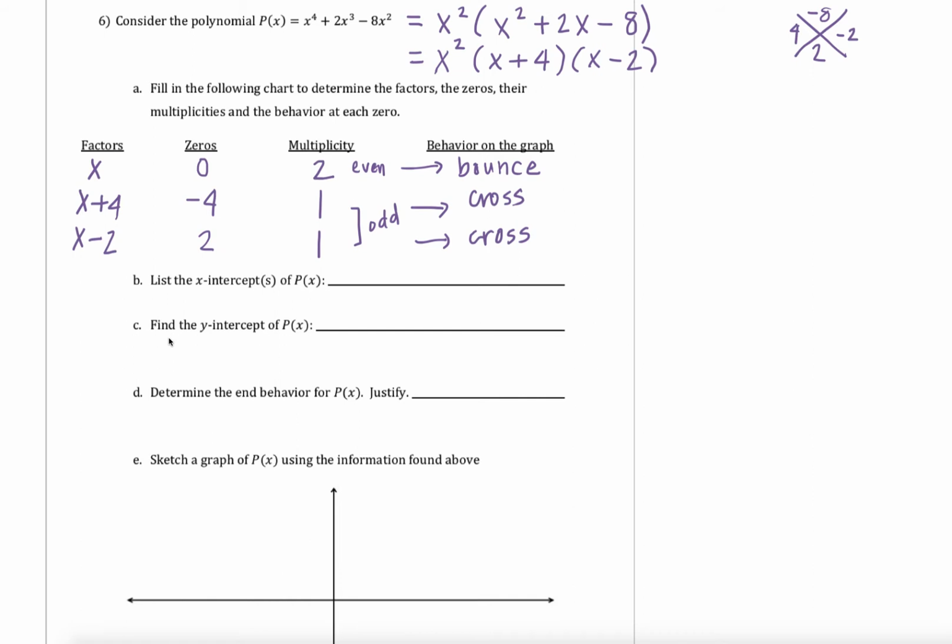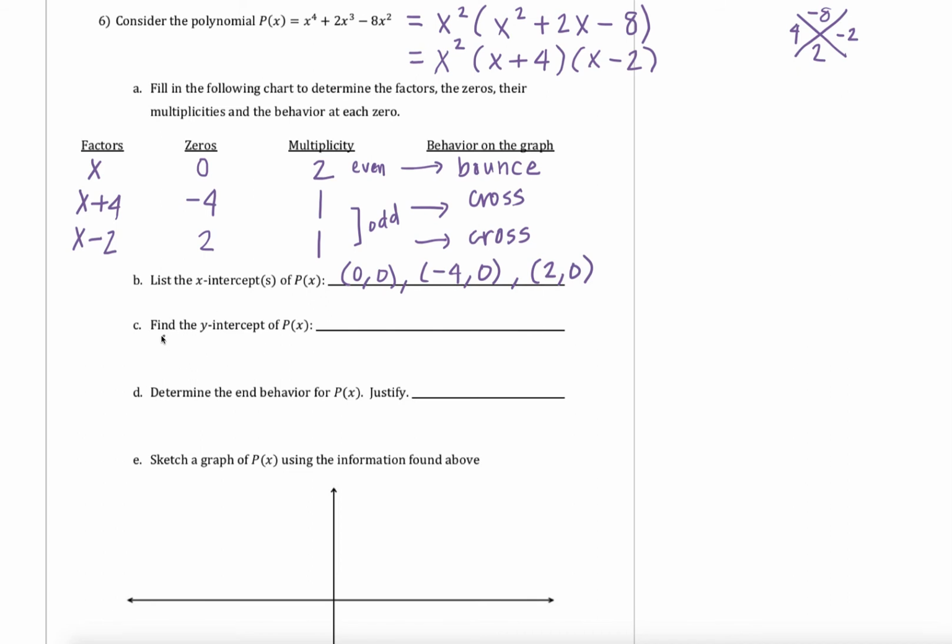Now the next step, we saw similar questions in our last video as well. We want to find the x-intercepts. Well, remember our x-intercepts are just the coordinate pairs that correspond to our zeros. So I have (0, 0), then we get (-4, 0), and then we have (2, 0).